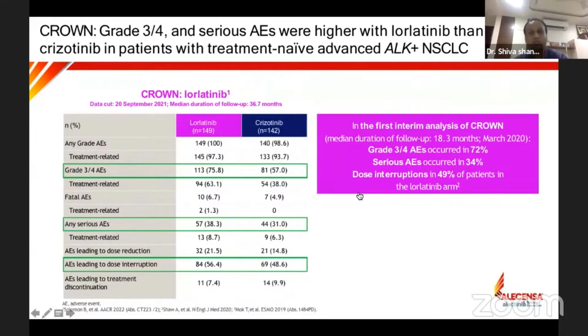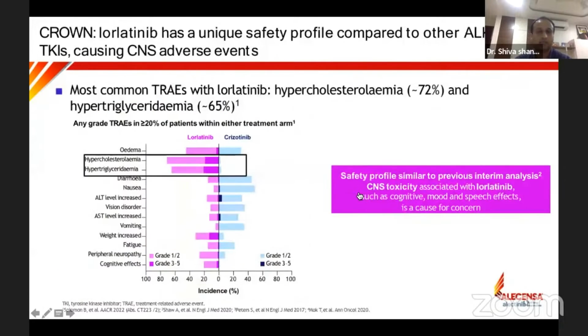However, it comes with a lot of toxicities. It is not an easy drug to digest. Grade 3, grade 4 adverse events were to the tune of 75%. That means that 3 out of 4 patients do develop grade 3, grade 4 adverse events, and roughly half of the patients do require dose interruptions to manage these side effects. Important side effects with lorlatinib are weight gain, alteration in lipid metabolism, transaminitis, and also central nervous system toxicity, particularly mood changes, cognitive effects, and speech effects. They are of particular concern.